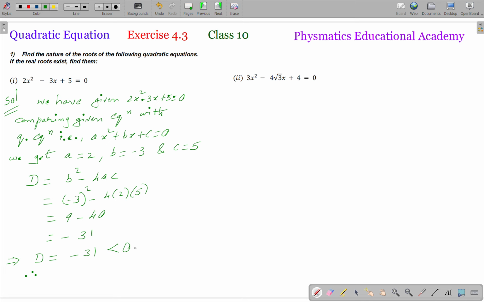Therefore, since b square minus 4ac is less than 0, the given quadratic equation has no real roots.